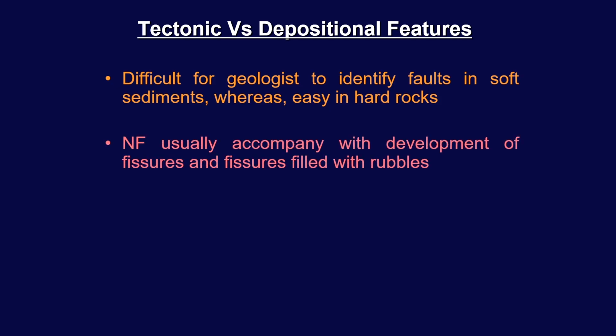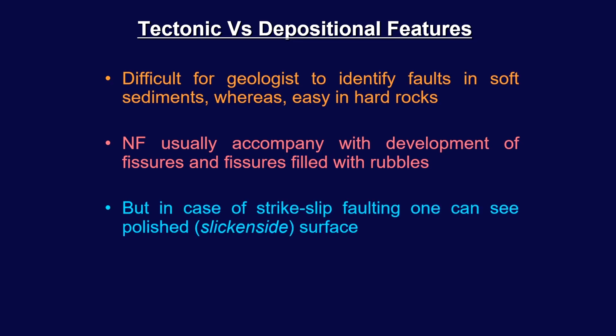Normal faults are usually accompanied by the development of fissures, and fissures filled with rubble. After the extension, you will see a sort of infilling of the fissure. When we open up the section, you will be able to identify these features also. This could be along the antithetic and synthetic faults which are not deep rooted, which are superficial. But in case of strike slip faulting, one can see polished slickensides.